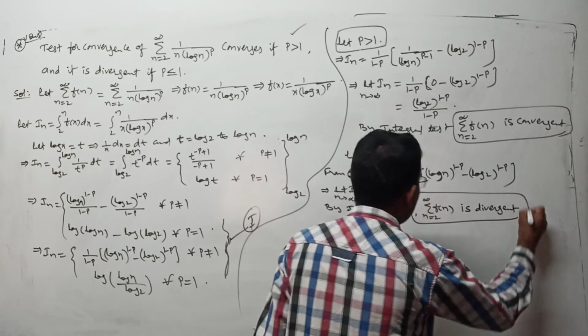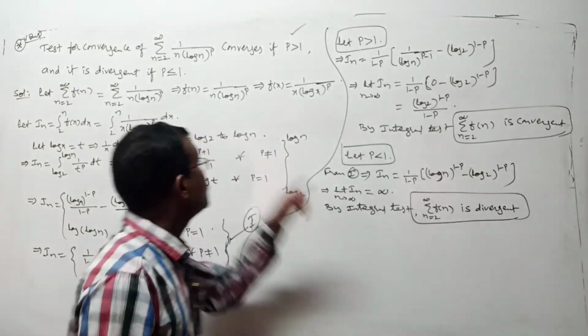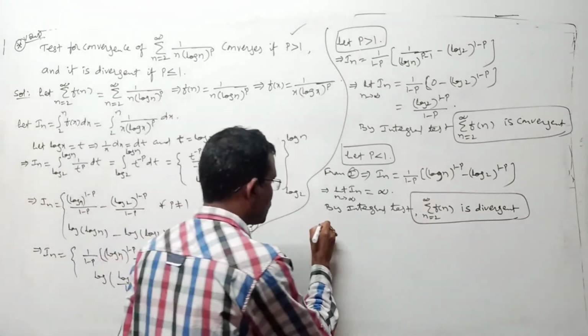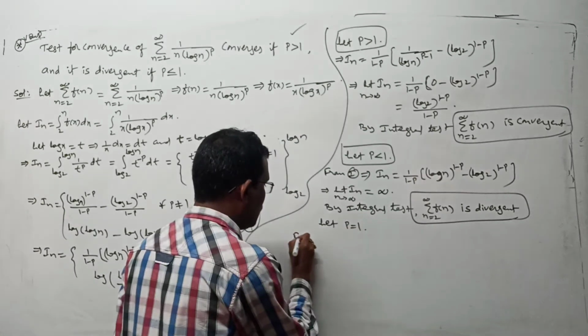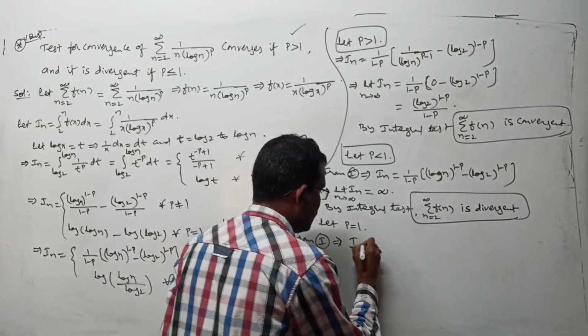Yes, whenever p is less than 1, we proved sigma f of n is divergent. The p less than 1 case is over. Next, take the p equal to 1 case. Let us take p equal to 1. From the earlier result, whenever p equal to 1, what is the result?